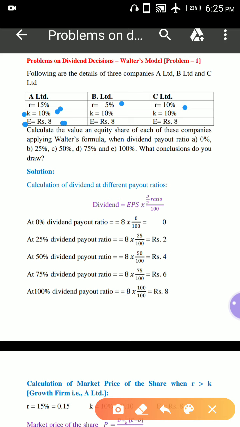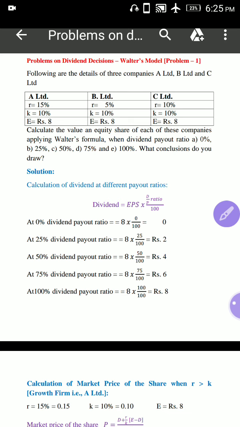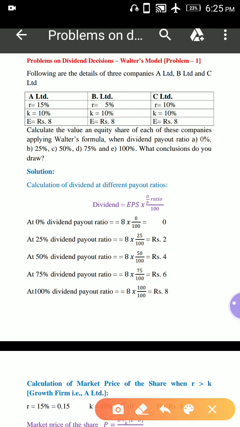A, B, C Limited. Calculate the value of an equity share of each of these companies applying Walter's formula when the dividend payout ratio is A 0%, B 25%, C 50%, D 75%, E 100%. What conclusions do you draw? So, in the given problem, cost of capital is the same, earnings per share is the same in all companies, and only the R value will change.